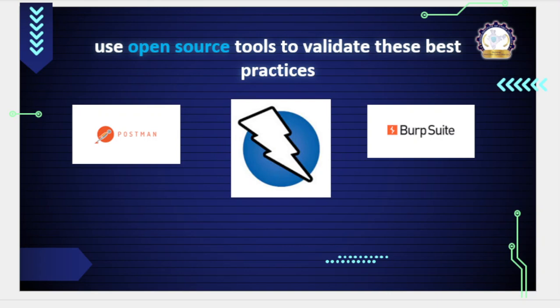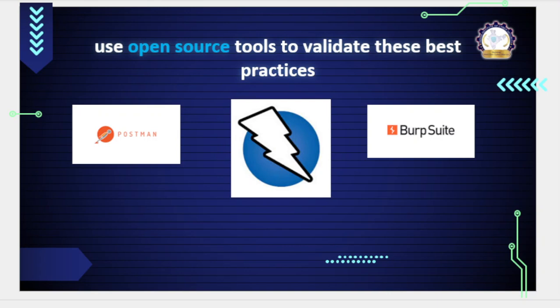Test for boundary values. Test the API with input data that is at the upper and lower limits of the acceptable range to ensure that the API behaves correctly. For example, if the API accepts a number between 1 and 10, test it with 1 and 10 to verify that the API accepts both values.